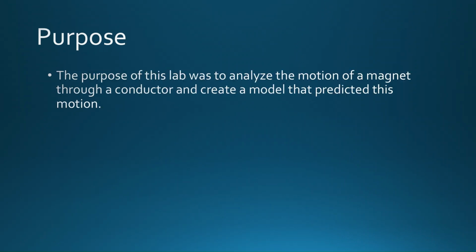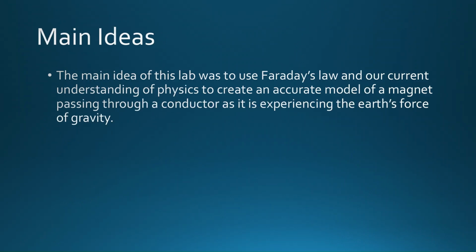Purpose. The purpose of this lab was to analyze the motion of a magnet through a conductor and create a model that predicted this motion. Main ideas. The main idea of this lab was to use Faraday's law and our current understanding of physics to create an accurate model of a magnet passing through a conductor as it is experiencing the force of gravity.